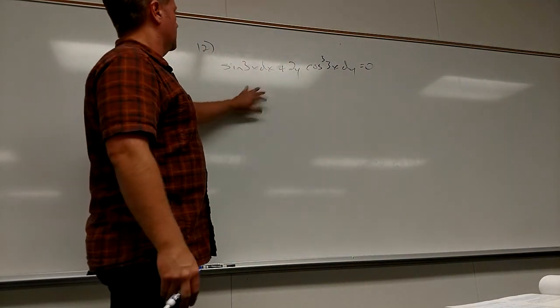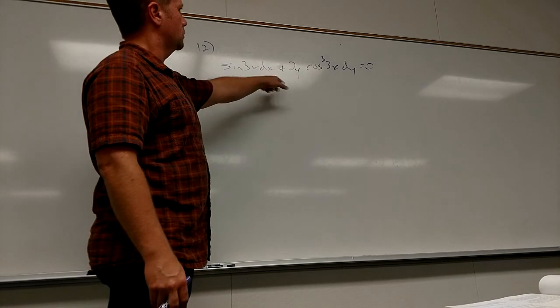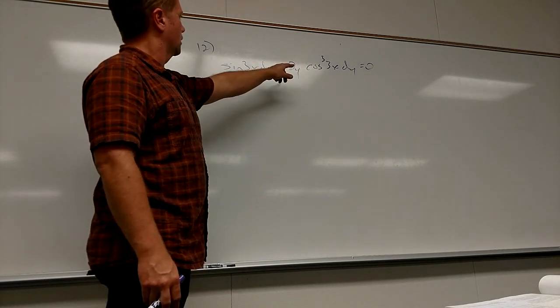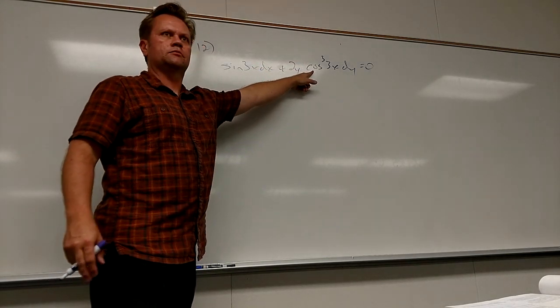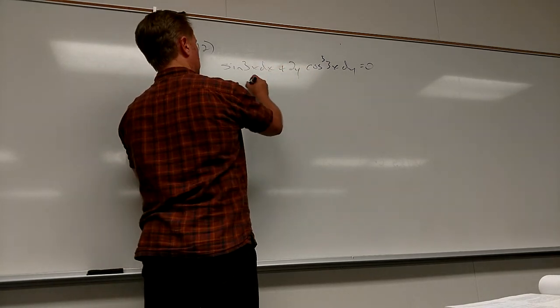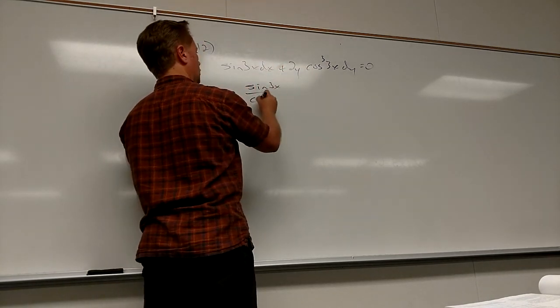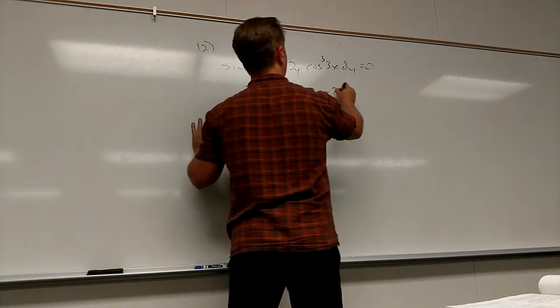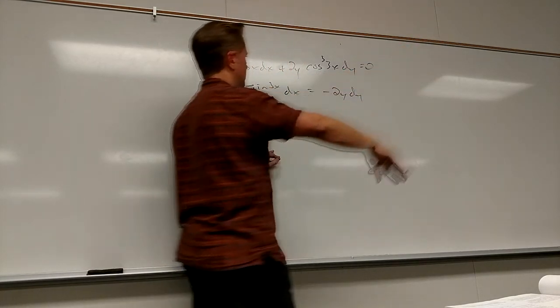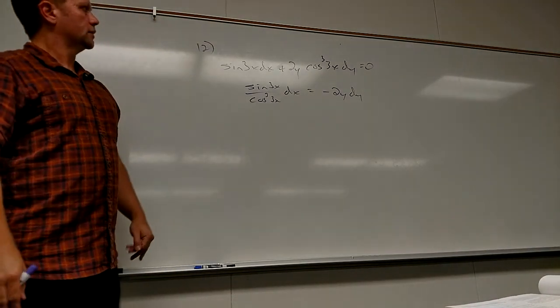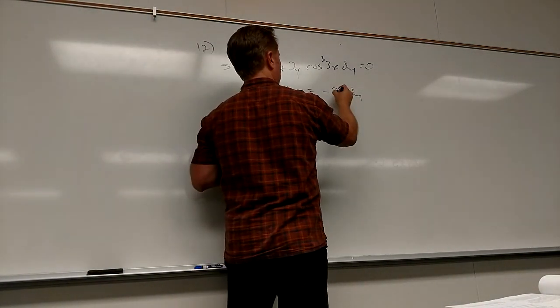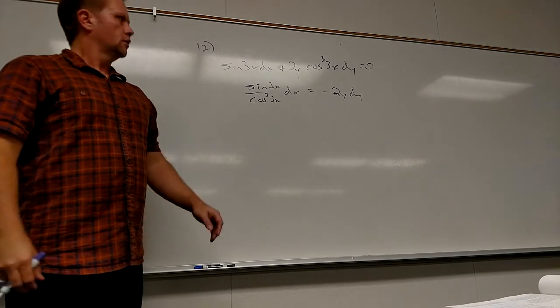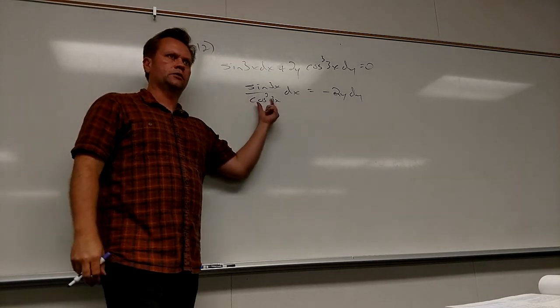So this is almost separated for you. You just subtract that stuff over, and I'm going to divide by this. So you get sine 3x over cosine cubed 3x dx equals negative 2y dy. That side's nice, it's a lovely coefficient to have. Okay, so this side obviously is the first one.